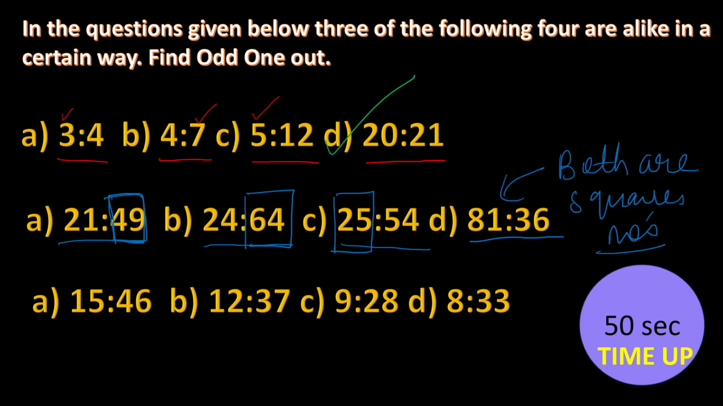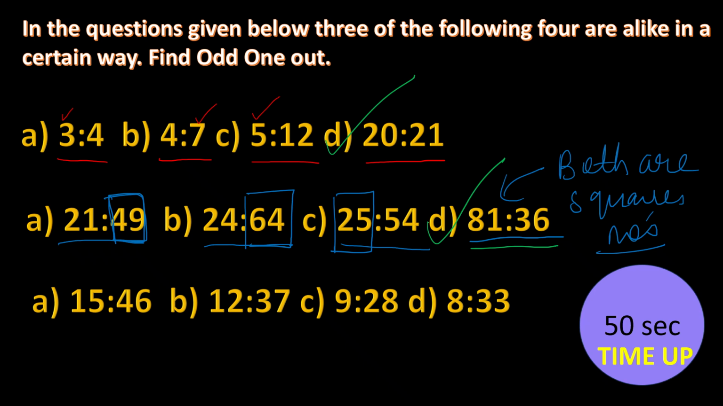So this one option doesn't follow the rest of the other options. So this becomes the odd one out. So D is the odd one out here also because both are square compared to the other three options. In all the other three options, only one square number is present. Okay. Next one.